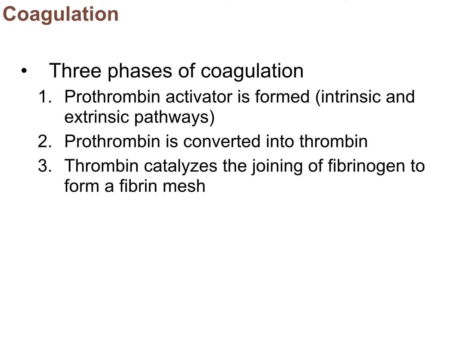So before we review it on the picture, we have 3 phases of coagulation. Coagulation being the 3rd phase of this hemostasis. We have something called prothrombin activator that gets formed. It goes down one of 2 pathways, an intrinsic or extrinsic pathway that you can look at in your textbook, but I don't go into detail here or even for testing purposes. Prothrombin then gets converted to thrombin, and then thrombin catalyzes a reaction that joins the fibrinogen to form a fibrin mesh network.